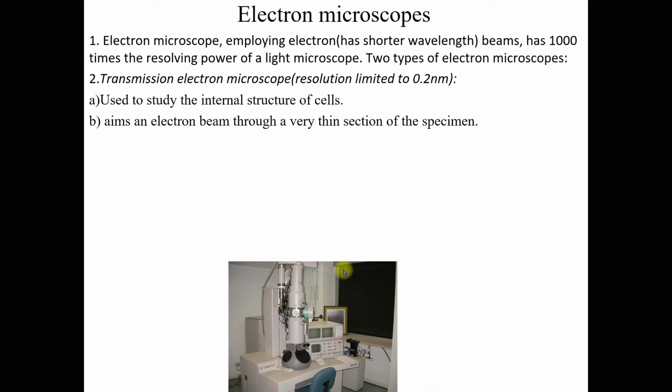This is a transmission electron microscope. Usually it is referred to as TEM, transmission electron microscope. But again, the resolution is limited to 0.2 nanometer. So this can be used to study the internal structure of the cell.